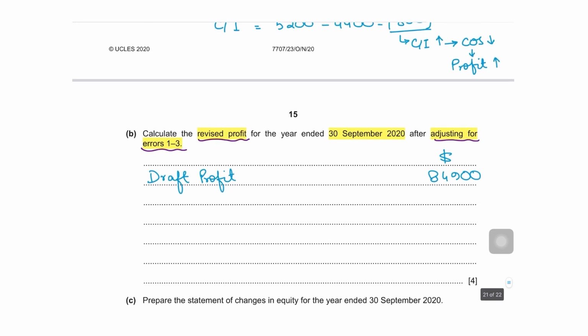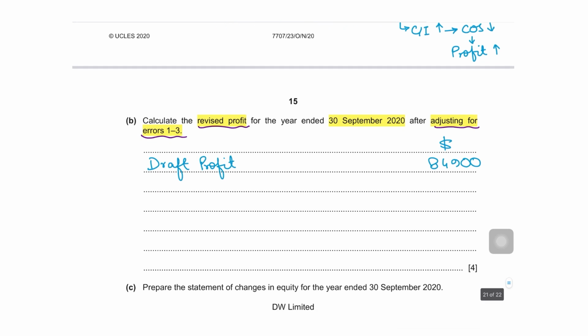Now in order to correct the profit, I will have to reduce it by 800. So 800 will be subtracted from the draft profit. Why? Because previously my closing inventory was being overstated. This will eliminate the effect of overstatement of inventory. So this was error number 1.